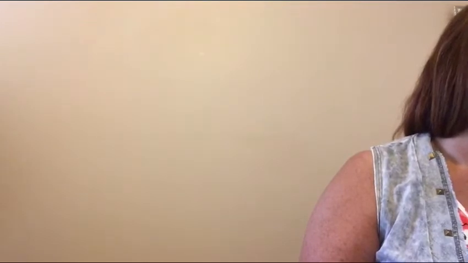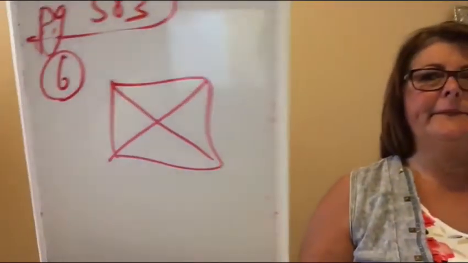Number 6. Draw what comes next. So we have a half, a quarter, a third. A half, a quarter, a third. A half. What comes next? A quarter. See the pattern? A half, a quarter, a third, a half, a quarter, a third. All right.